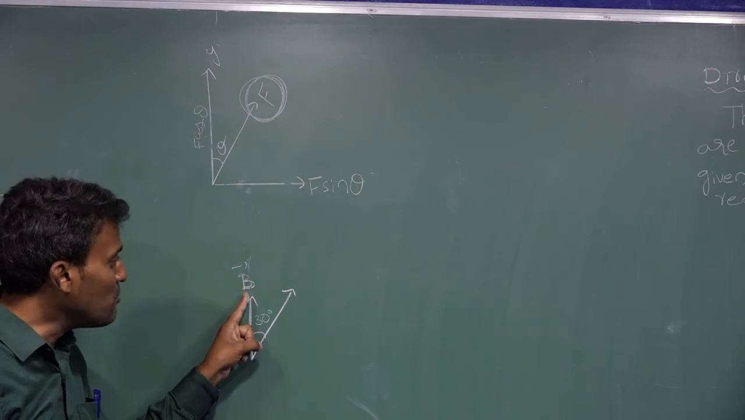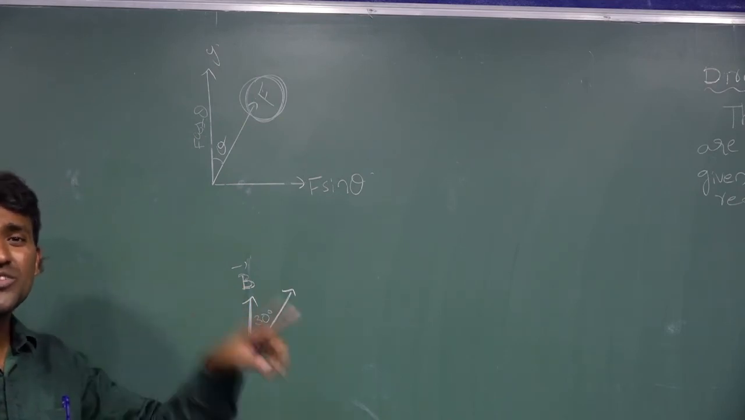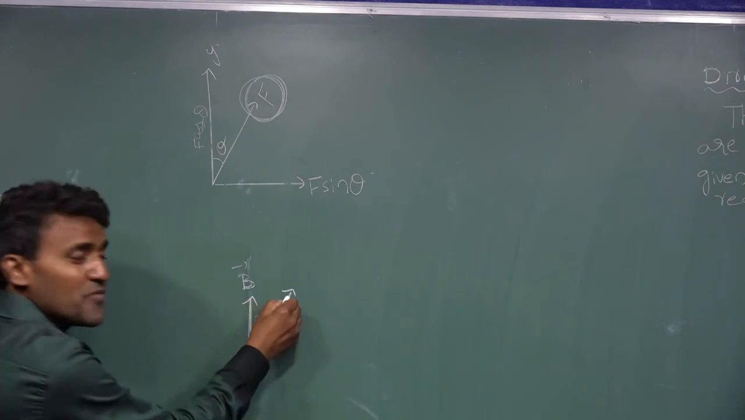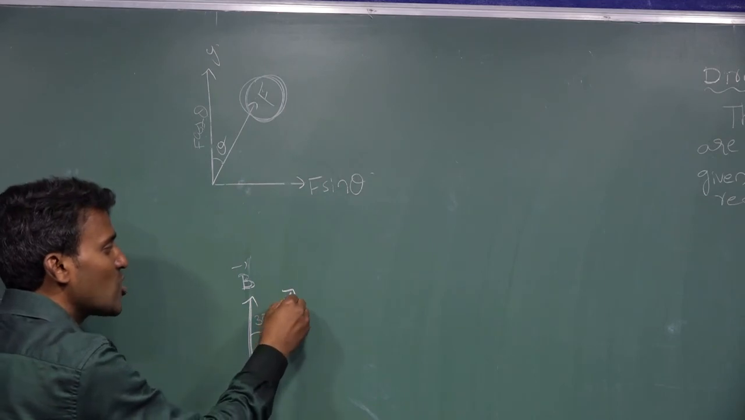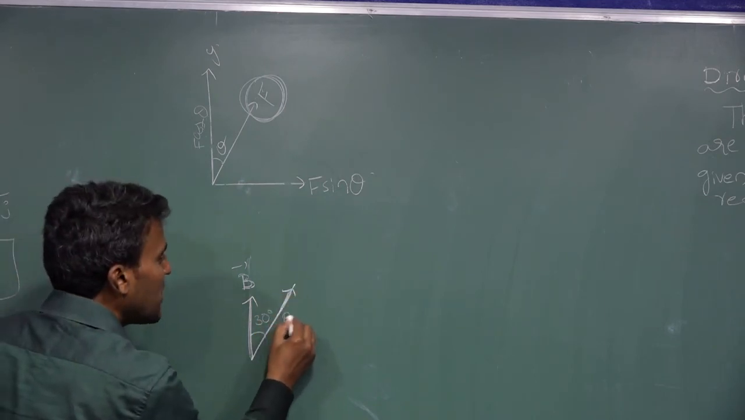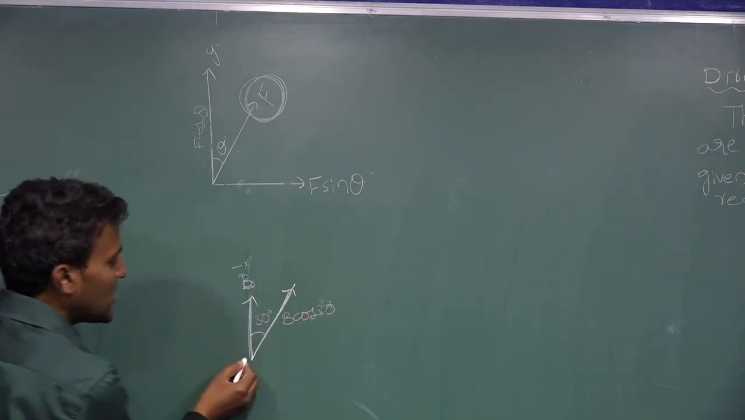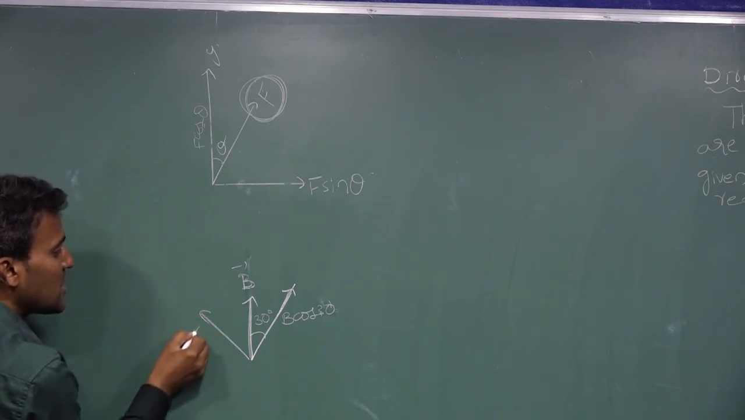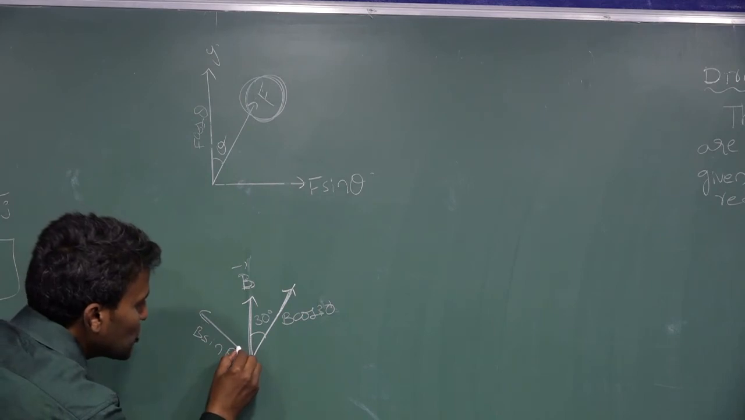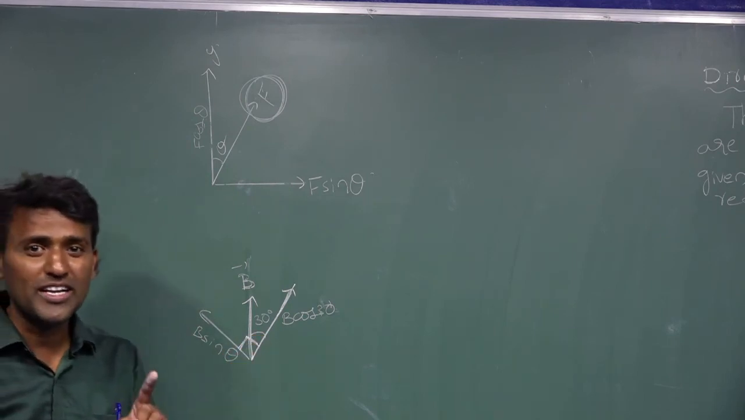At that moment, B is resolved into two components: one is the horizontal component, and one more is the vertical component. So B is making an angle with this one. At that moment, this is the horizontal component, along this direction. So B cos theta, where theta is 30 degrees. Vertical component is B sin theta. These two components should be perpendicular. You have to understand here.